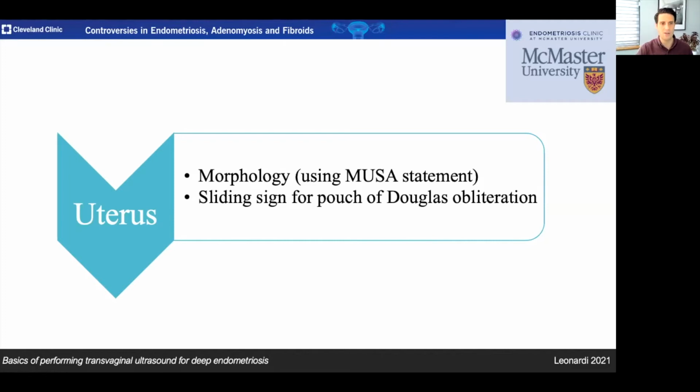Moving on to the uterus, where we're going to use the morphologic uterine sonographic assessment statement to guide us in our assessment of adenomyosis. Again, we're going to be efficient in our performance of the ultrasound. So whilst we're looking at the uterus, we're going to use this time to do our sliding sign technique to assess for the obliteration of the cul-de-sac.